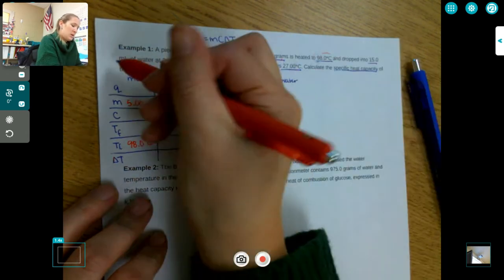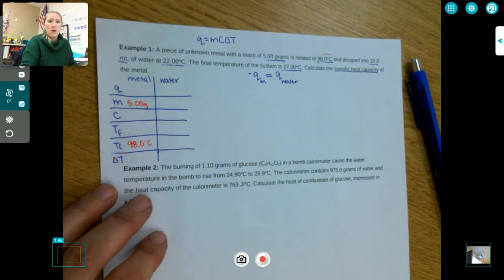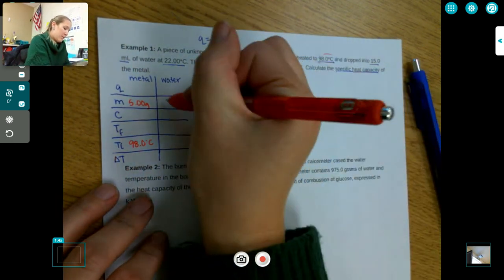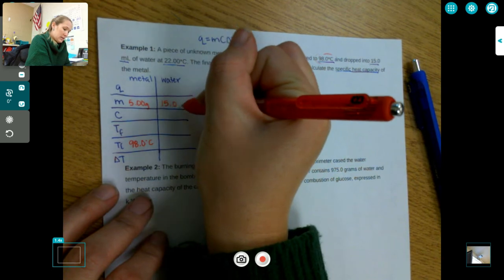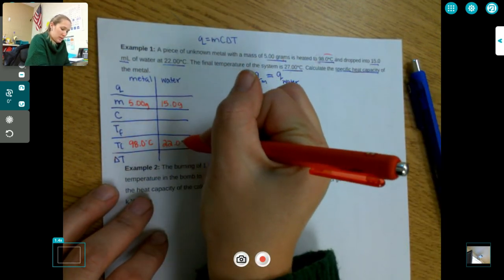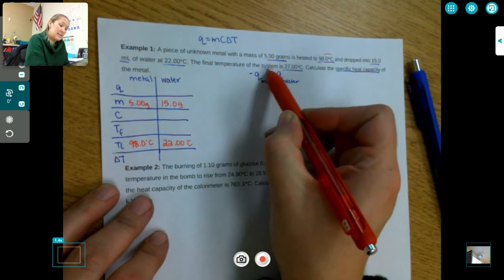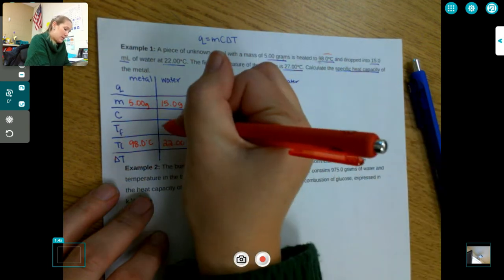Dropped into 15 milliliters of water. Remember that 1 mL of water weighs 1 gram of water. So that means we have 15 grams of water, originally at 22 degrees Celsius. The final temperature of the system is 27 degrees Celsius.